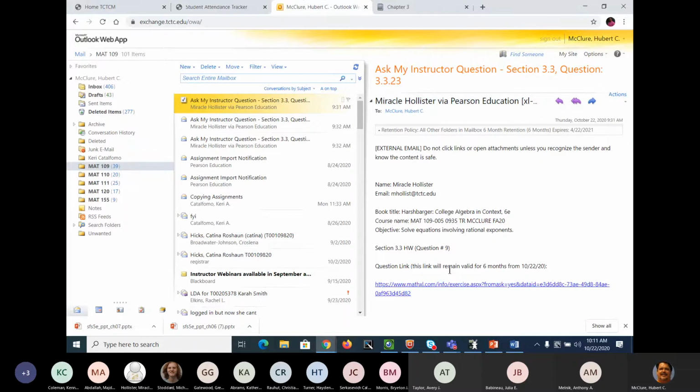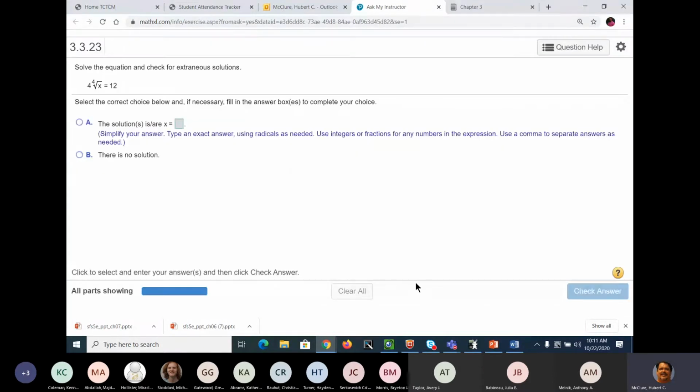3.323/9. Okay. The fourth root of x. 4 times the fourth root of x is equal to 12. So the first thing we got to do is divide by 4. And the fourth root of x is equal to 3. How do I get rid of the fourth root? I raise both sides to the what?